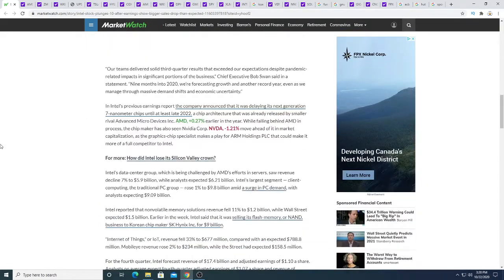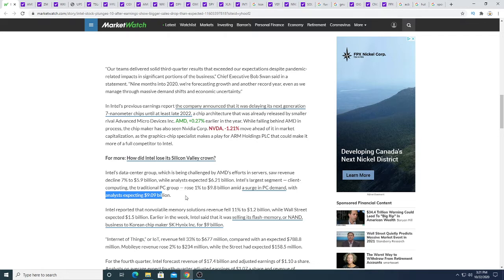If you scroll further down the article, it says Intel's data group, which is being challenged by AMD's effort in the server market, saw revenue decline 7% to $5.9 billion, while analysts expected $6.21 billion. Intel's largest segment, client computing, the traditional PC group, rose 1% to $9.8 billion amid a surge in PC demand, with analysts expecting $9.09 billion.